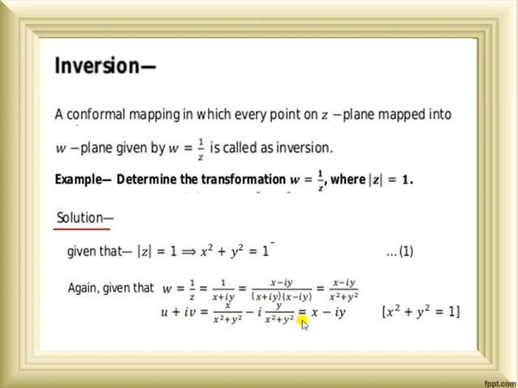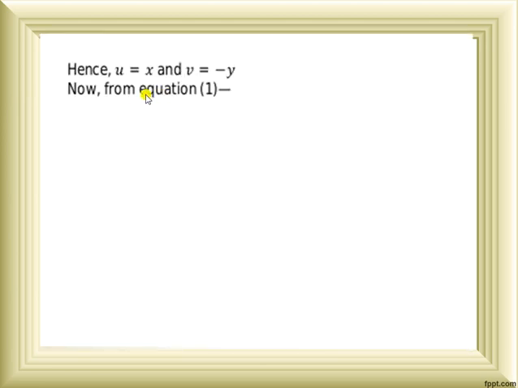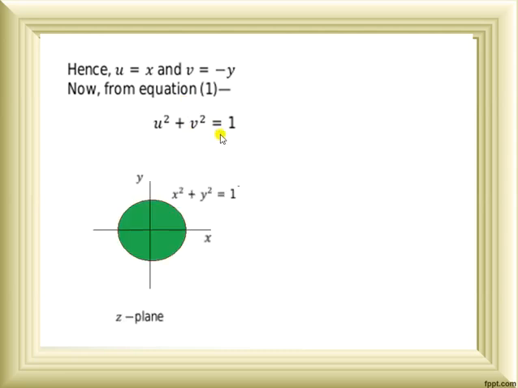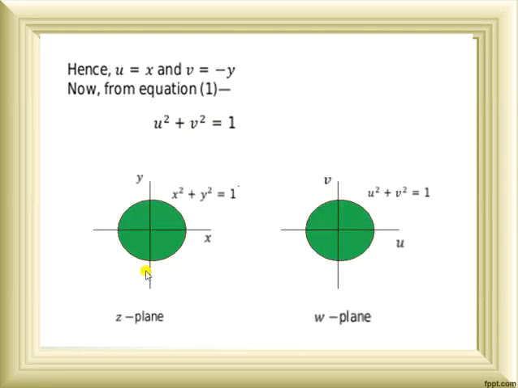Now x square plus y square is 1, the unit circle they are given, right? So after replacing I will get the numerator value alone, x minus iy. Now I can easily split real and imaginary parts. u is equal to x and v is equal to minus y. Replacing x and y values, x is equal to u and y is equal to minus v in the given figure x square plus y square is equal to 1. I will get the circle u square plus v square is equal to 1. Of course in this particular problem the Z plane circle x square plus y square is equal to 1 is transformed into u square plus v square is equal to 1 in the W plane.